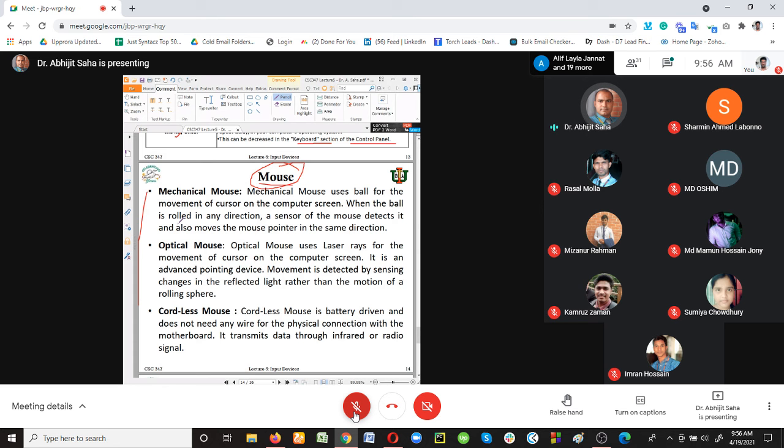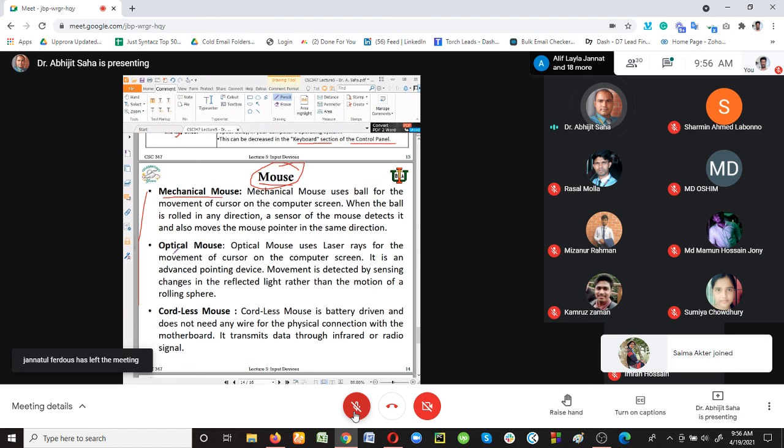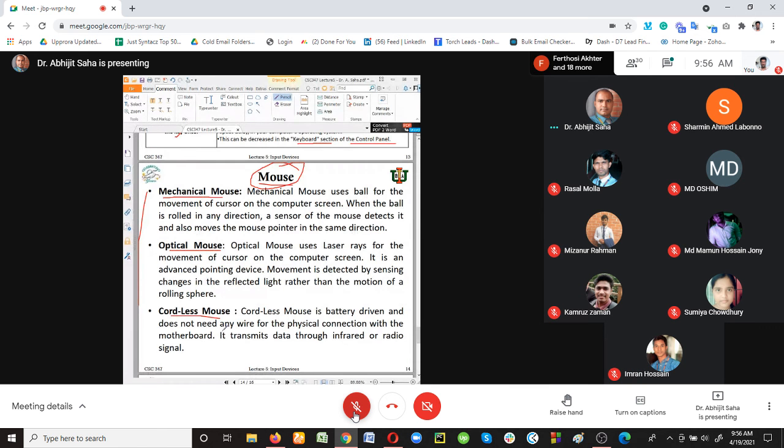So there are different types of mouses. Here you can see that we are listing three: the mechanical mouse, the optical mouse, and the cordless mouse. Different technologies have been used for the mouse input device. The mechanical mouse has a ball. This was a common thing in the 1990s, even in the 2000 decade. It was a common picture.